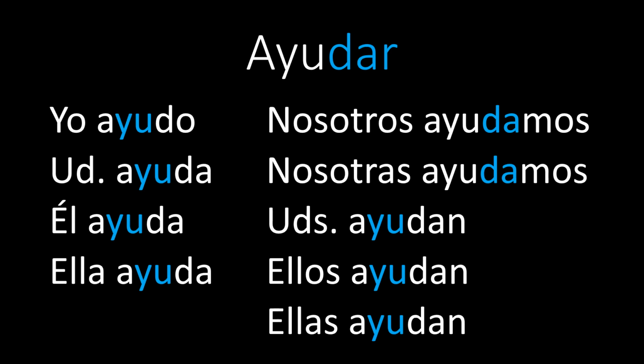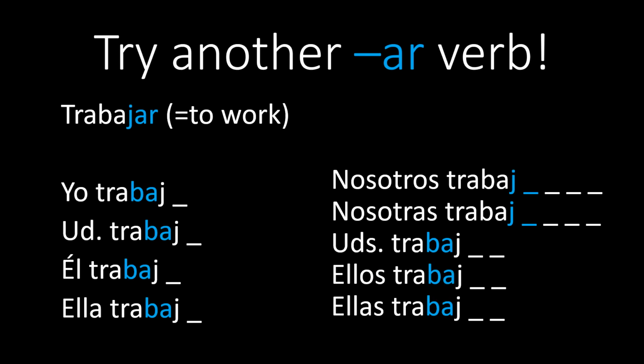Ayudar. Yo ayudo. Usted ayuda. Él ayuda. Ella ayuda. Nosotros ayudamos. Nosotras ayudamos. Ustedes ayudan. Ellos ayudan. Ellas ayudan. So here we have a verb trabajar, which means to work, and you want to conjugate it correctly.